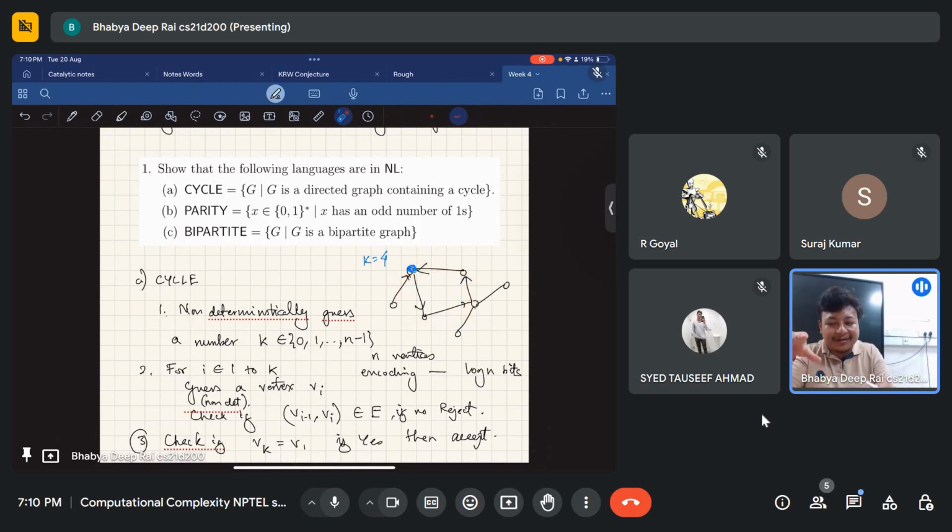So you can see that the non-deterministic algorithm is actually capturing the certificate definition also, and vice versa. The certificate definition is also capturing the non-deterministic approach. That's why these two definitions are equivalent.